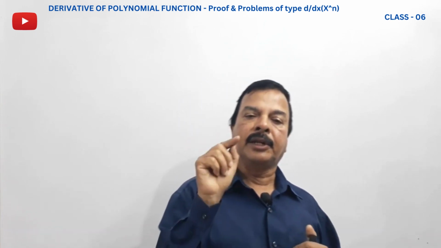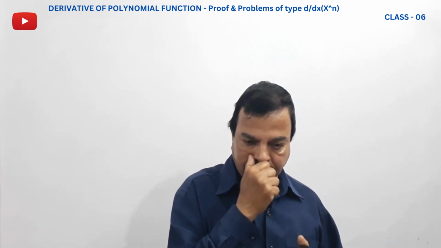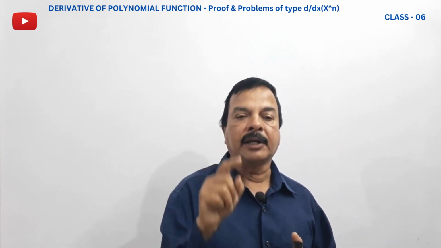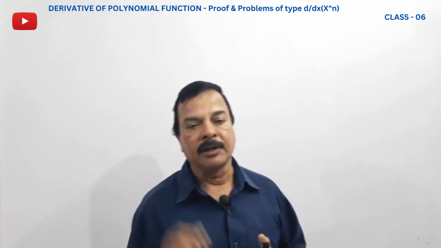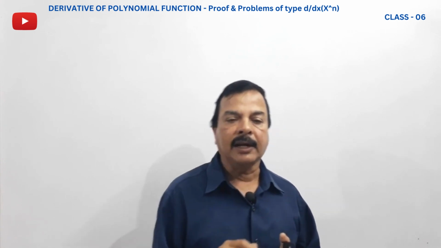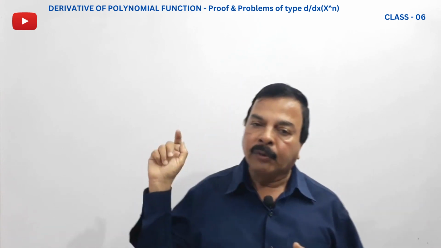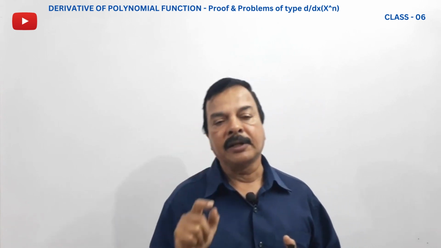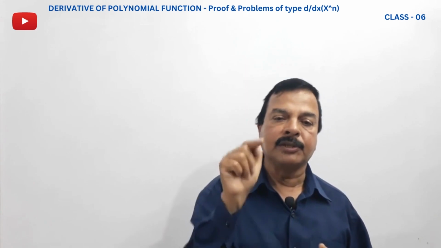That is d by dx of x to the power of n. D by dx of x to the power of n is n into x to the power of n minus 1. Now after saying that, it is important for me to derive how we got n into x to the power of n minus 1 when you differentiate x to the power of n. This is important for you to know.